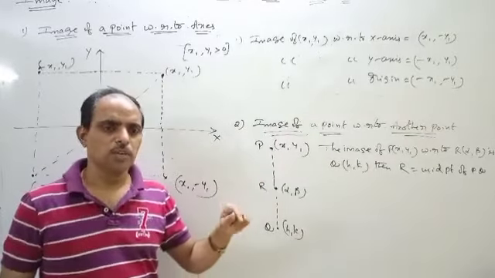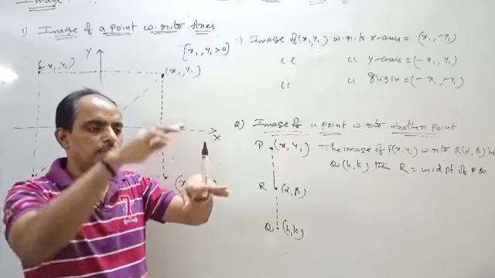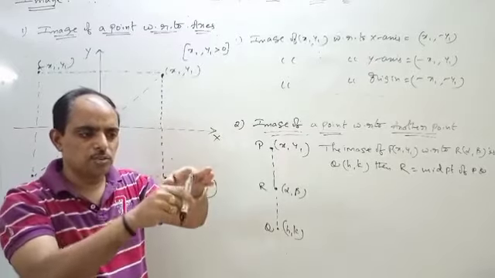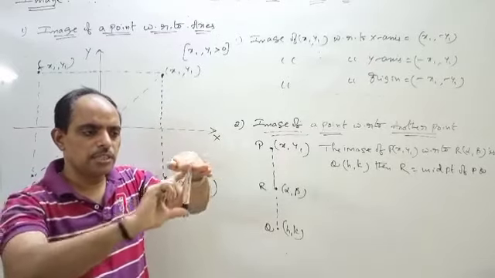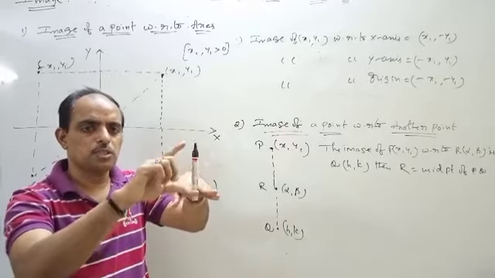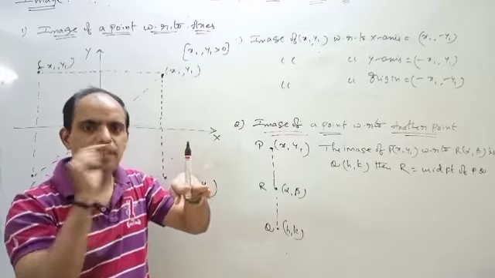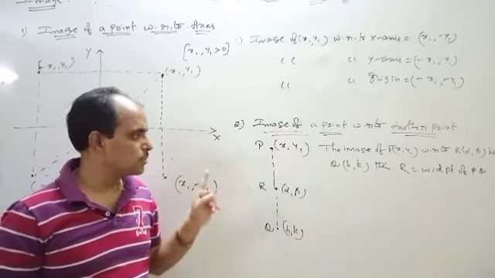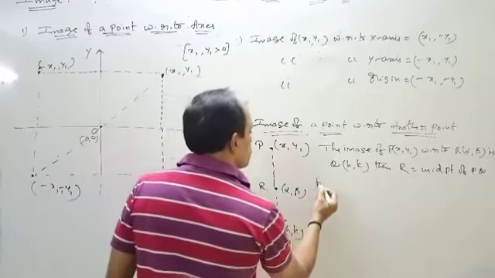When we say image, suppose here is a point, and its image has come here, like this. So this distance is equal to this one. So the midpoint will be here. Okay, that is a concept. I will give an example also.